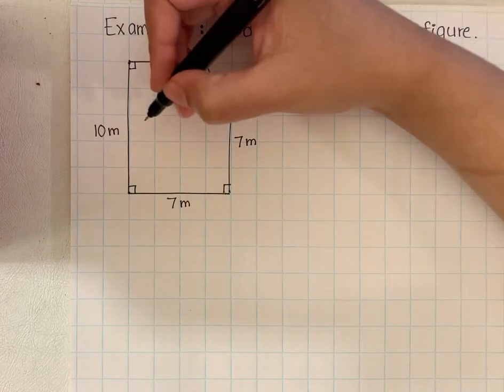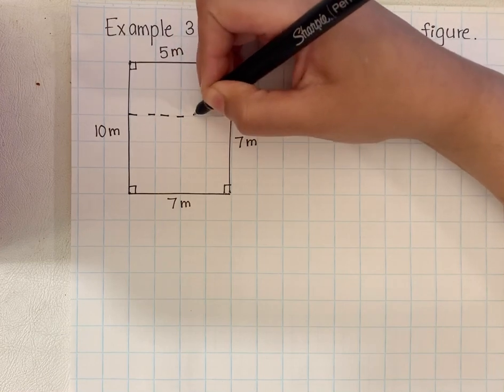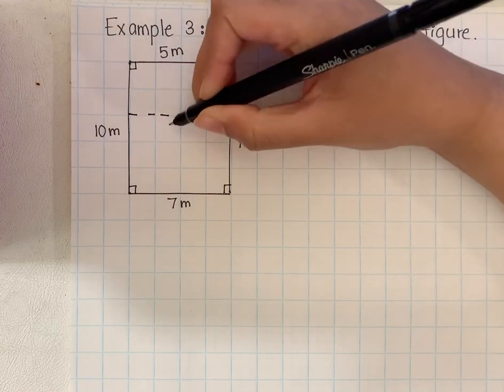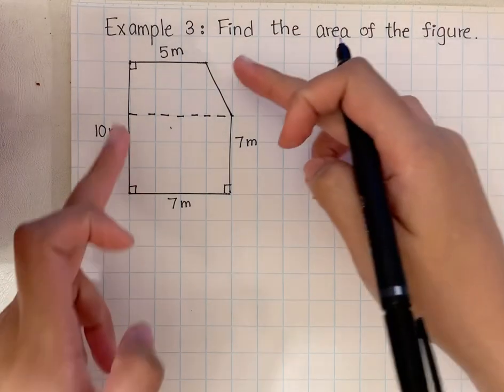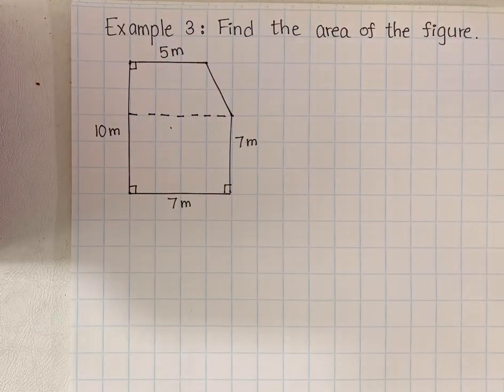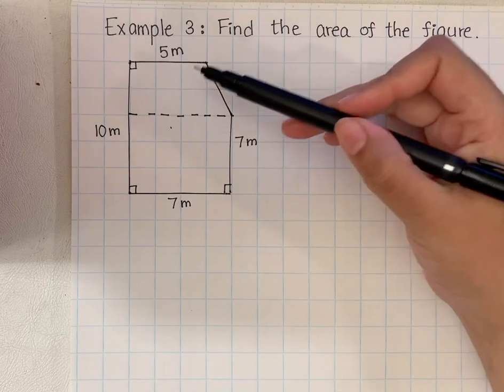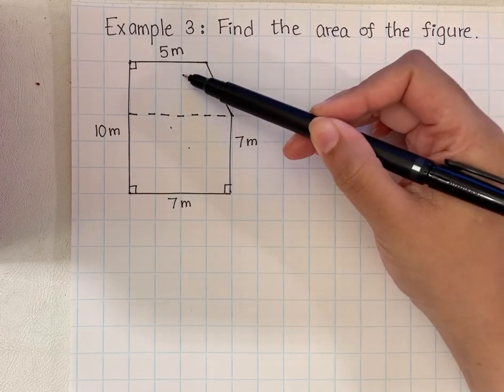Again, trapezoids have only one pair of sides that are parallel. That's how I know this is a trapezoid. These two sides are parallel, and these two are not. So only one pair of opposite sides are parallel. Once I break up the figure into the two shapes that I see here, I have a rectangle down here and a trapezoid.